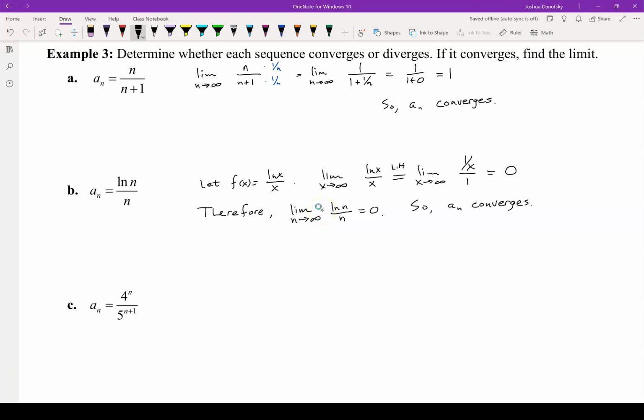Part C, a sub n equals 4 to the n over 5 to the n plus 1. So we can rewrite this as 4 to the n over 5 times 5 to the n, which is the same as 1 over 5 times 4 over 5 to the n. Now, if we take the limit as n approaches infinity of a sub n, that's the limit of 1 over 5 times 4/5 to the n power. Using limit laws, we can bring the 1/5 out.